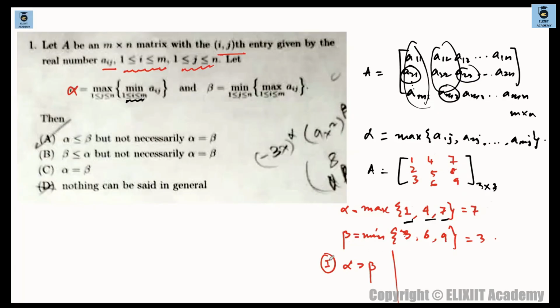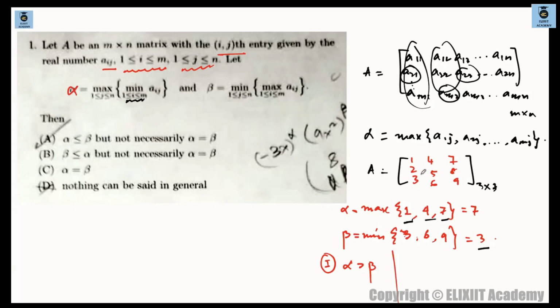And what is beta? Beta is the minimum of the maximum values of the columns. From the columns, you select the maximum values: 3, 6, and 9 from all three columns. Out of all these, you select the minimum value, which is 3. So here you can see one case where alpha is greater than beta.